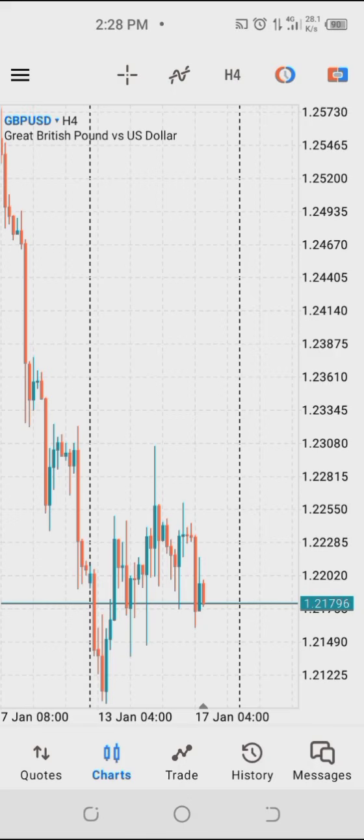Now let's get straight into the strategy. The strategy involves the use of the average directional index. I'm going to be adding that into the chart right away.